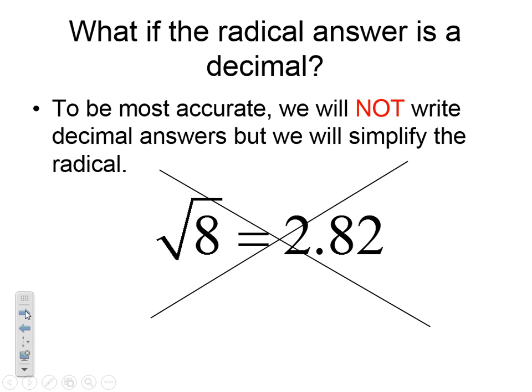Okay? So right now, if we would plug in the square root of 8, we get 2.82 something, I'm sure. And we don't want the decimal answer. We're going to work on how we're going to break that radical down. Okay? So no decimal answers at all. We're not going to accept any of those. Only radical answers or whole numbers.